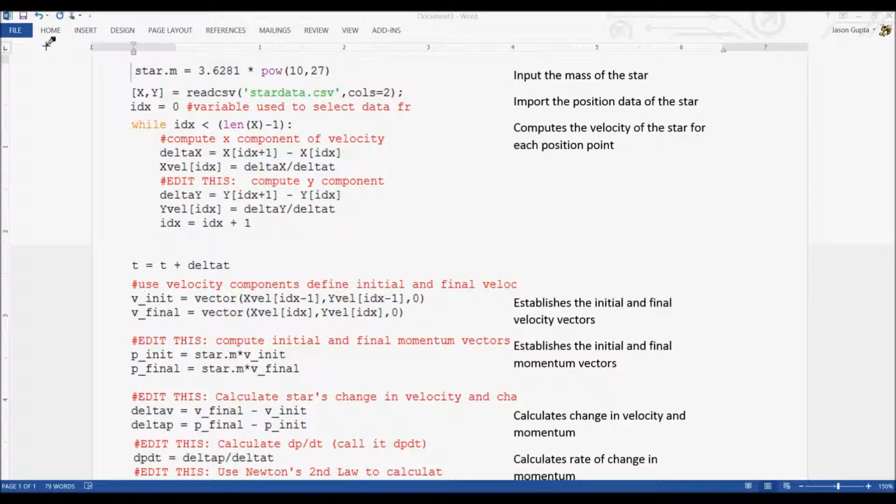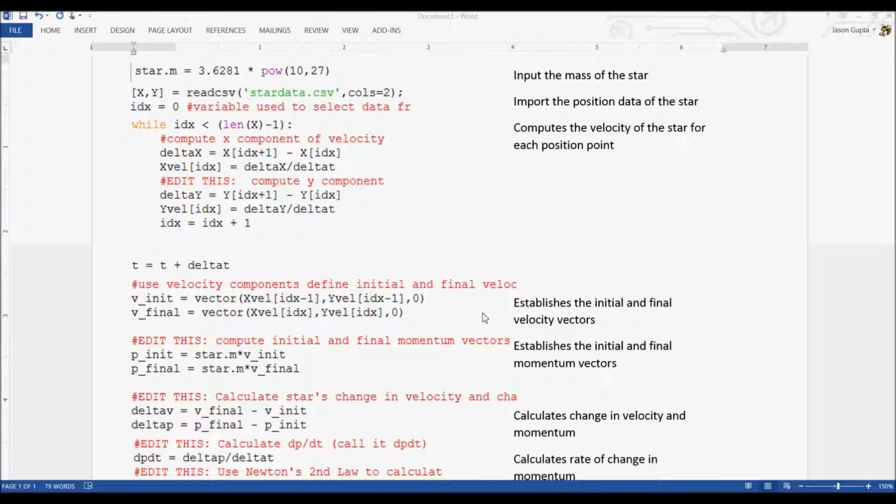Now let's look at the computational model. First, we input the mass of the star. Next, we import the position data of the star as it orbits around the black hole. Our first while loop computes the velocity of the star at each position point by dividing the change in position by the time step. Our second loop is used to find the force.